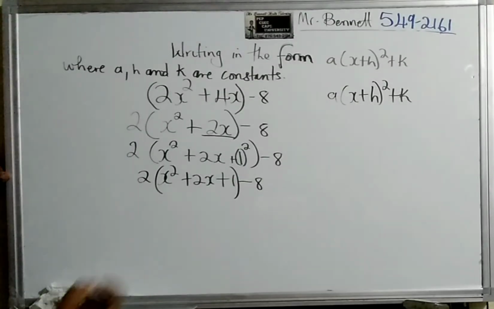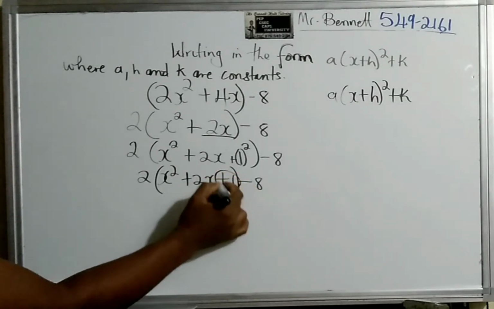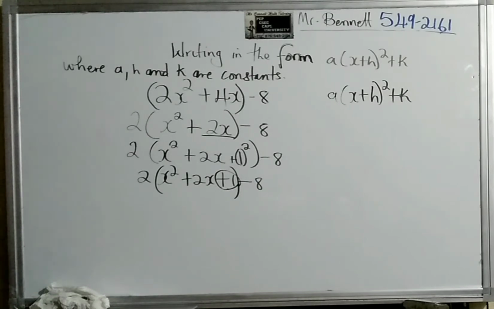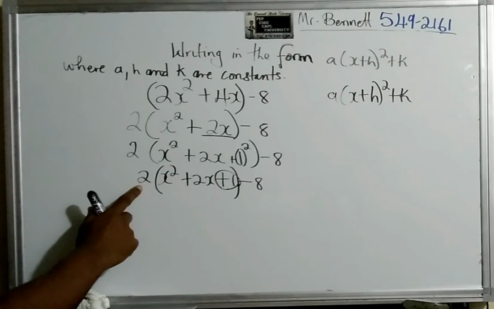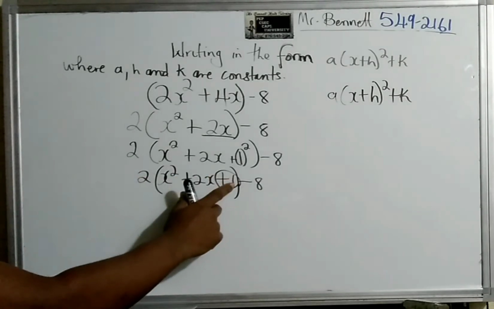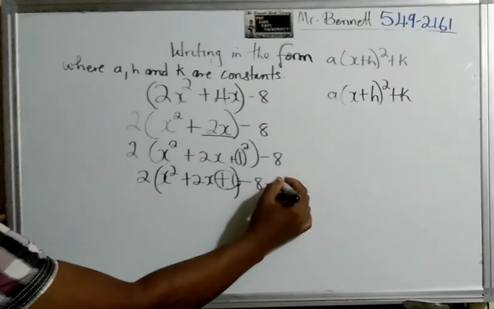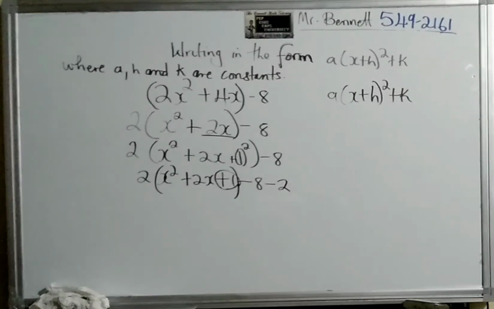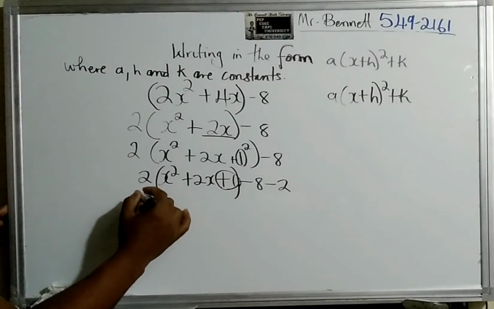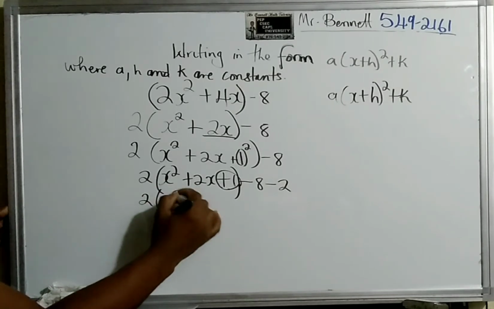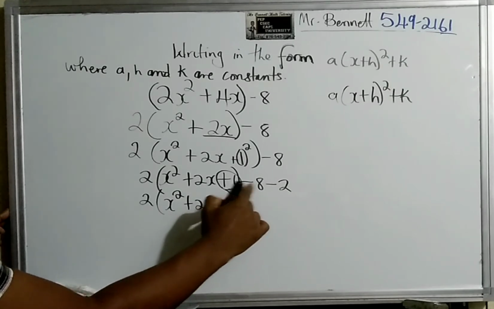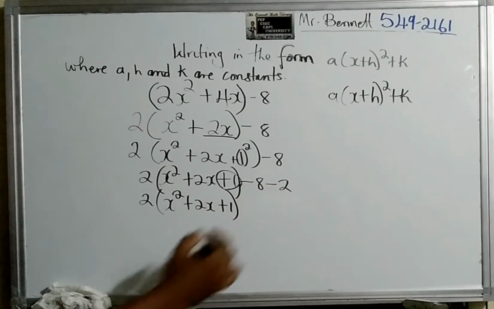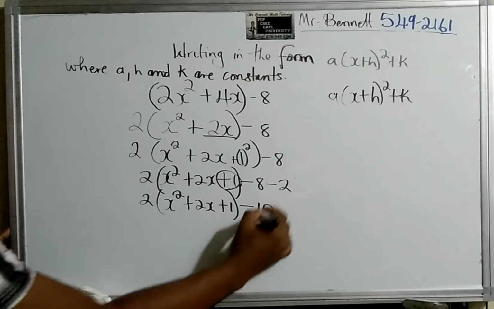minus 8. Now the next thing we need to do is to take out this plus 1 that we put in to balance the equation. However, the value of this plus 1 is not just 1, because remember it is multiplied by 2. So 2 times 1 is 2, so we take out minus 2. And we do this to balance the equation. So let us tidy it up. 2(x squared plus 2x plus 1), negative 8 minus 2, both of them are negative, so it's minus 10.